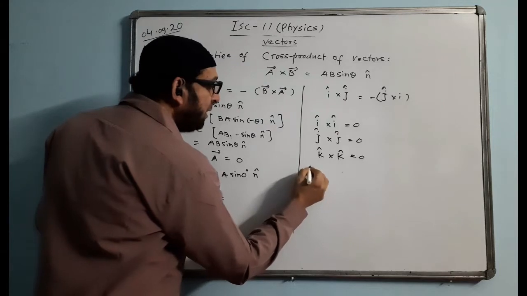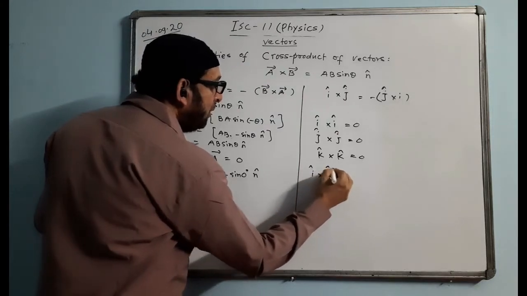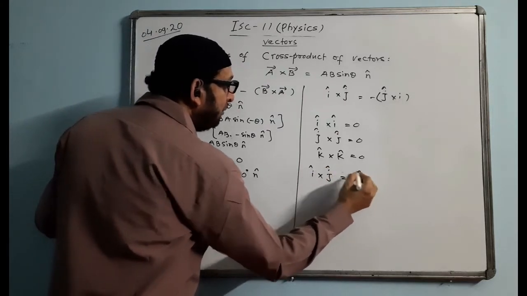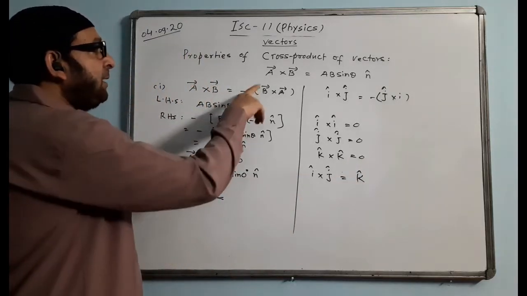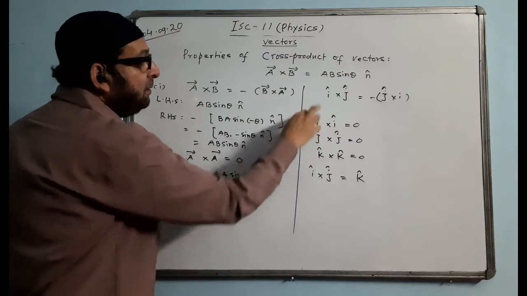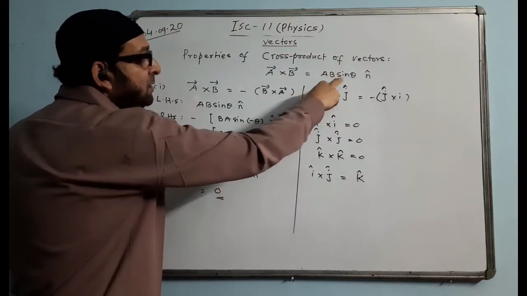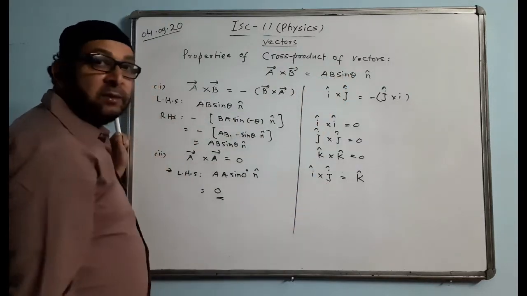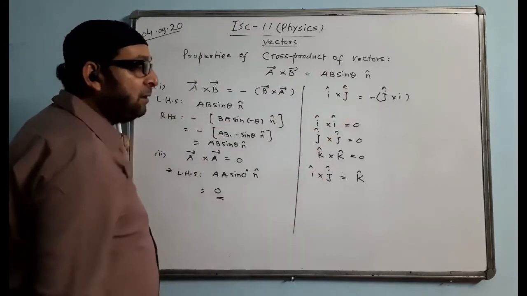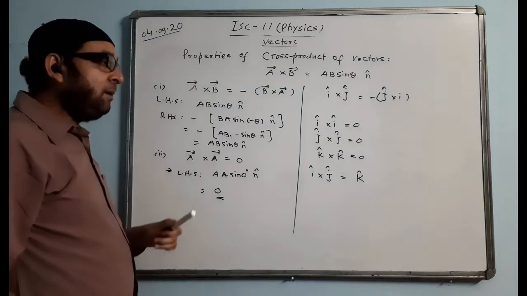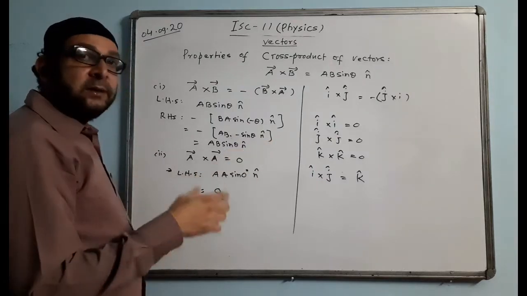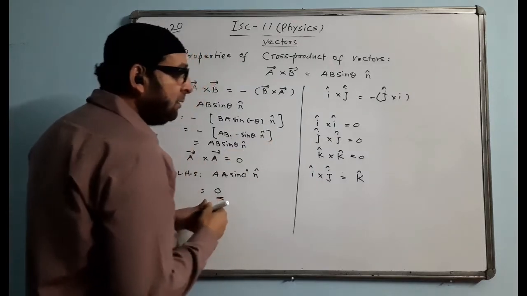Now I cross J will be equal to K. If you apply the formula, we write I J sin 90 degrees, because the angle between I and J is 90 degrees, and then the unit vector will come. The unit vector has to be perpendicular to both, so it will be K, whatever is missing. I cross J will be equal to K.